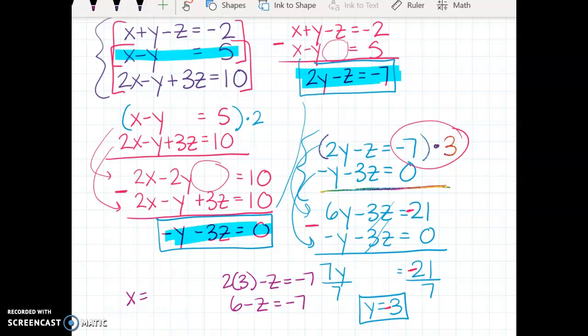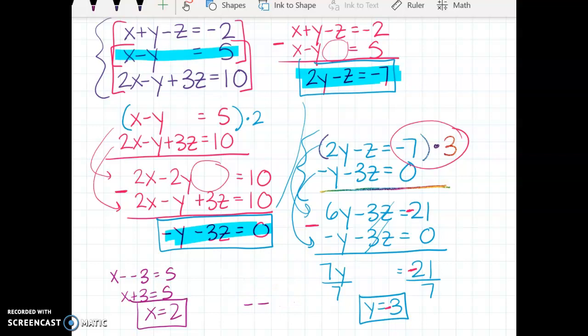So then if we go back, now I know that if x minus y equals 5, x minus negative 3 equals 5. X plus 3 equals 5. X equals 2. That's better.